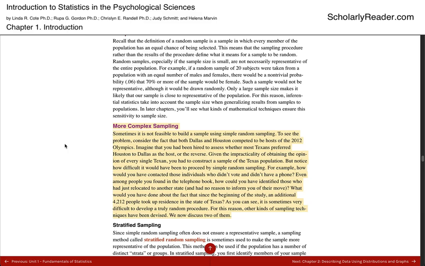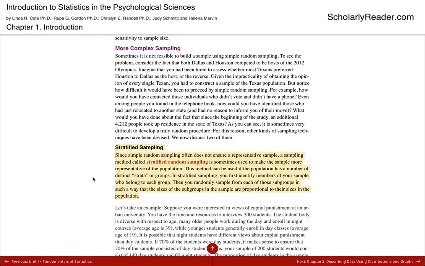For example, how would you have contacted those individuals who didn't vote and didn't have a phone? Even among people you found in the telephone book, how could you have identified those who had just relocated to another state and had no reason to inform you of their move? What would you have done about the fact that since the beginning of the study, an additional 4,212 people took up residence in the state of Texas? As you can see, it is sometimes very difficult to develop a truly random procedure. For this reason, other kinds of sampling techniques have been devised. We now discuss two of them.